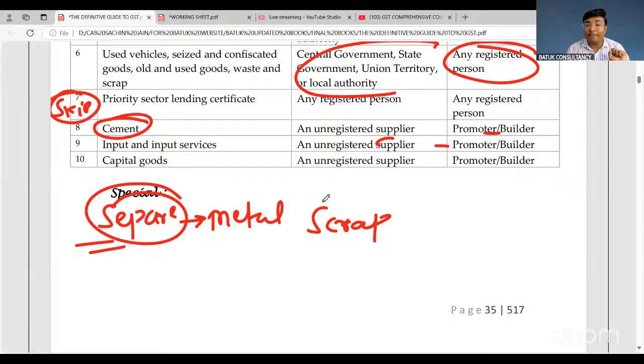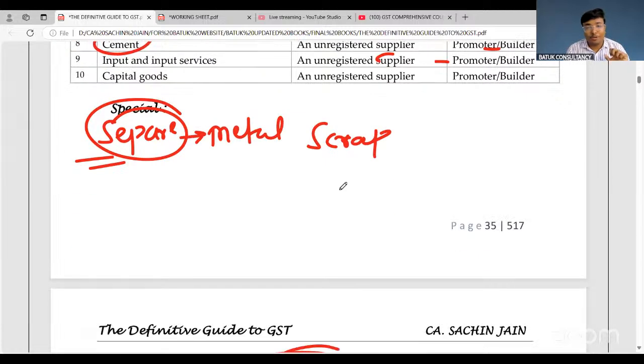Sir, margin scheme. You are saying from profit and sales and the margin. That is called margin money. Am I right?